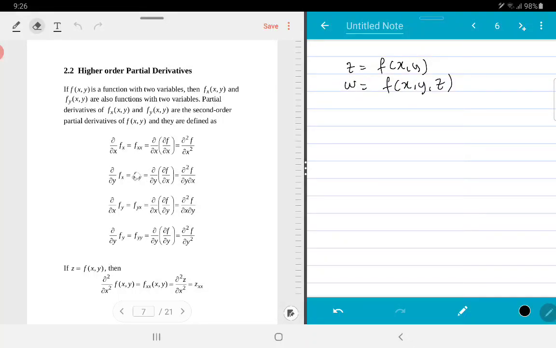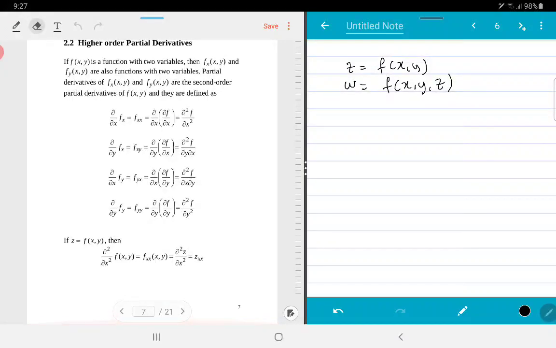Okay, so if you're using subscript notation, the sequence of differentiation is from left to right. So if it's fxy, meaning differentiate f with respect to x first and then y. But if you use the partial notation, the sequence of differentiation is from right to left. So here, if it's partial square f over partial y, partial x, meaning first you differentiate f with respect to x and then with respect to y.